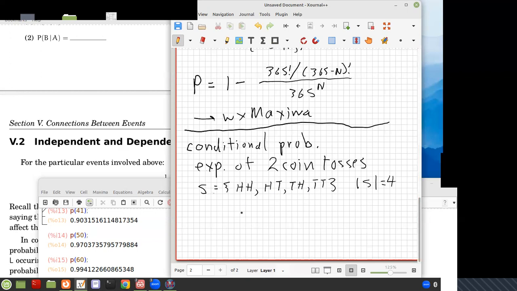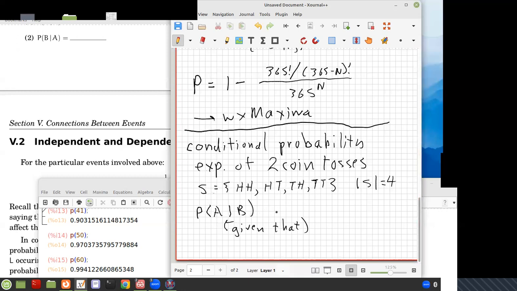Now we want conditional probability. It has to do with connections between different events. And we're going to see that there's two big categories of independent and dependent events. But to understand this difference, we have to understand what conditional probability is. So we want to know what's the probability that event A occurs, given that a second event has occurred.